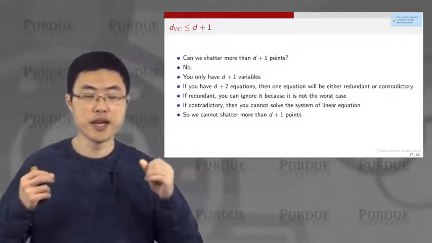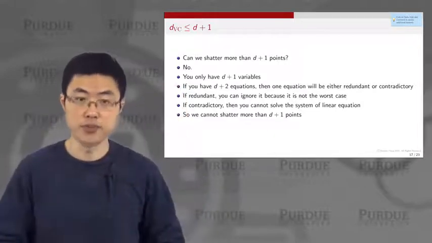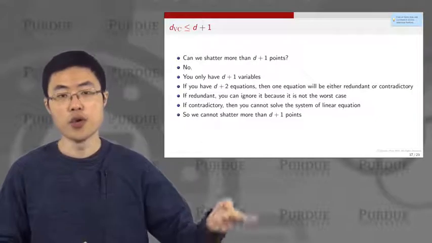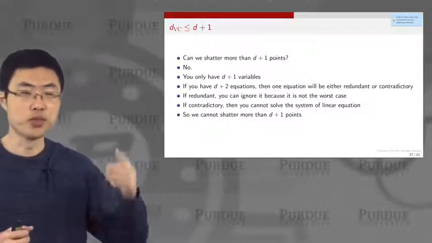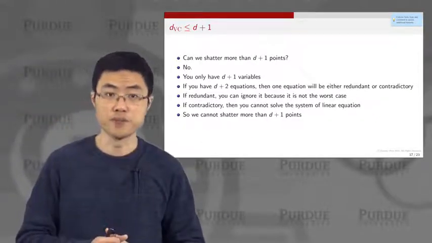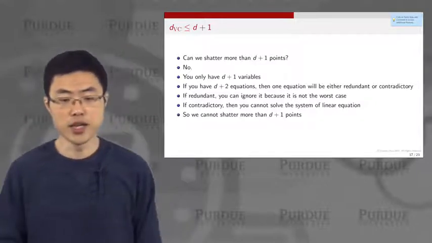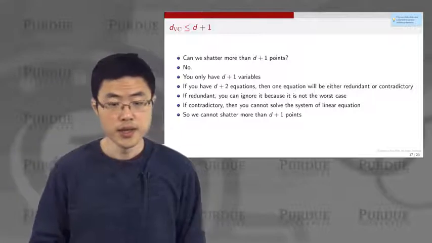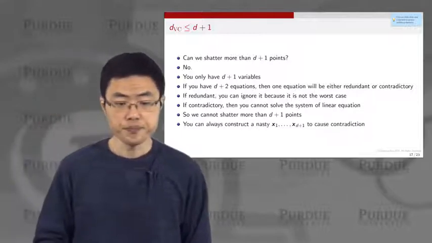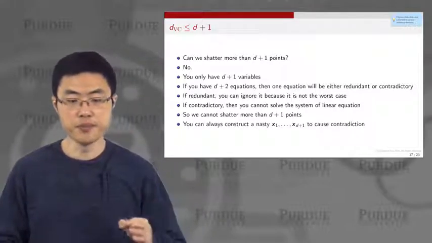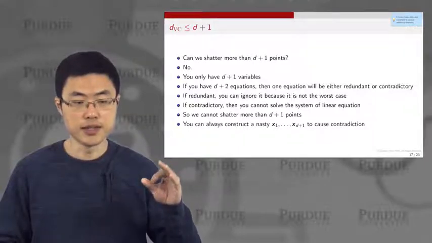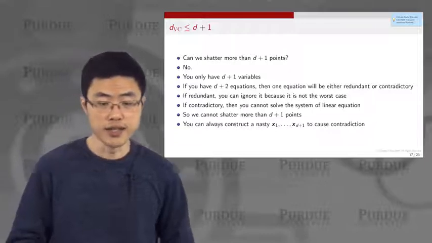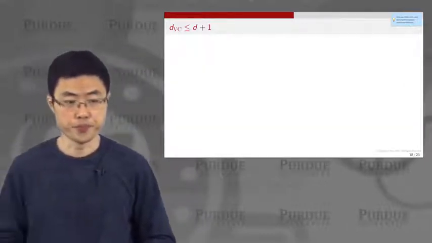And that one has to be depending on the previous d plus 1 rows of your matrix. And if that happens, it has to be either redundant or it creates a contradiction to the previous d plus 1 rows. And if that happens, then you cannot shatter the d plus 2 data points. And therefore, the maximum number of data points that can be shattered in this case would be at most d plus 1. You cannot do more.